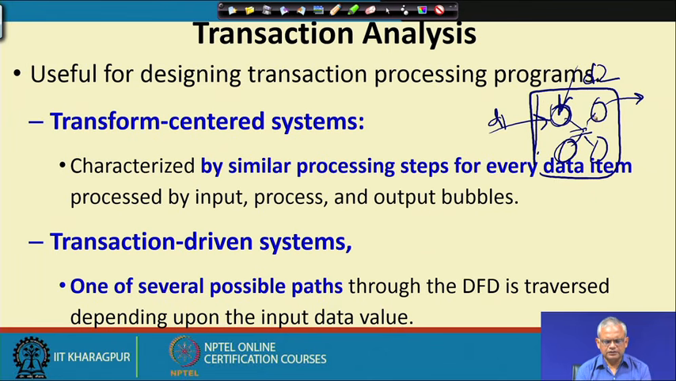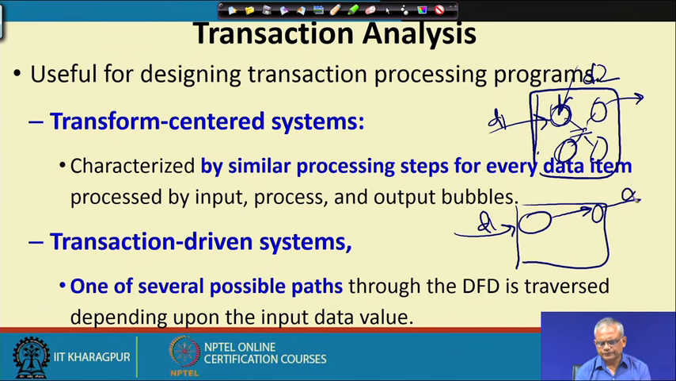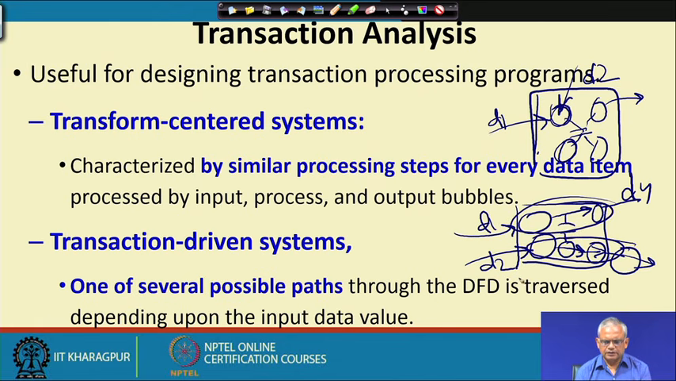Whereas, in a transaction system, some data are processed by these bubbles. So, this is one transaction, and another data may be processed through a different transaction, different bubbles. So, each of these will become a transaction. The D1 data is processed through these bubbles and D2 through these bubbles. So, they are two different transactions.